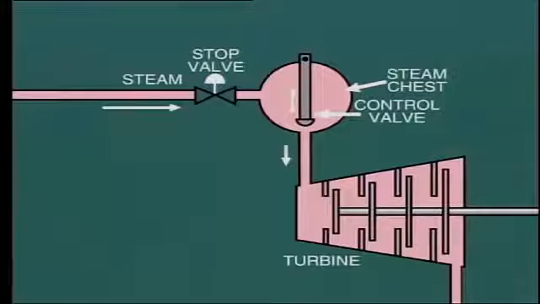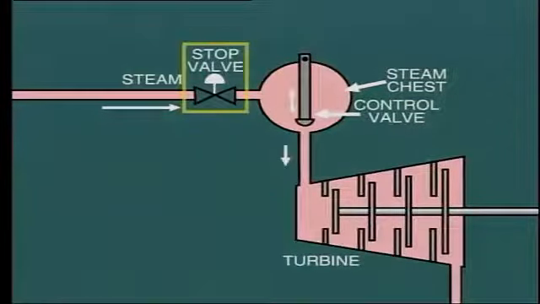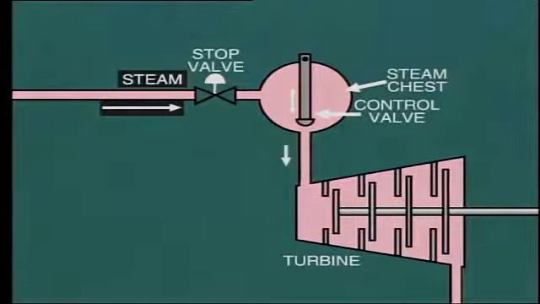In the most simple arrangement shown here, we have one control valve which, depending on its setting, allows more or less steam to flow into the turbine from the steam chest. When the turbine stop valve is open, the steam chest is charged with steam directly from the boiler.